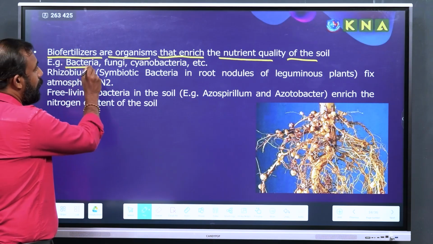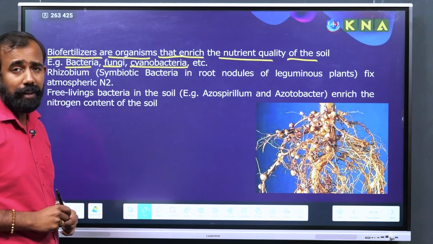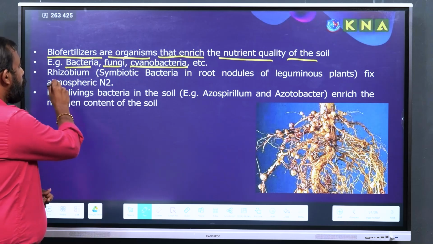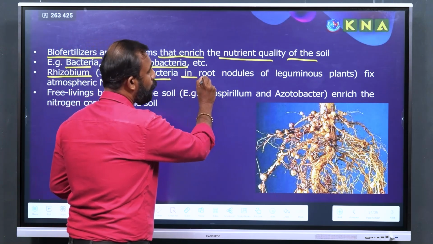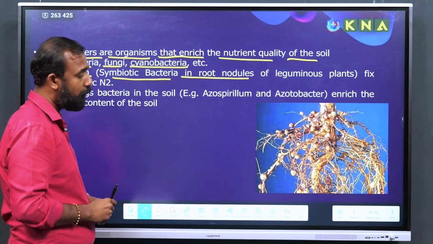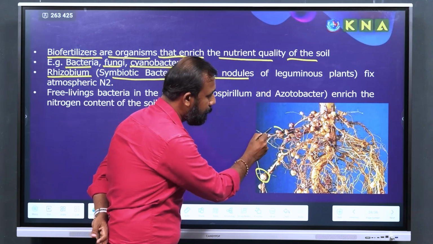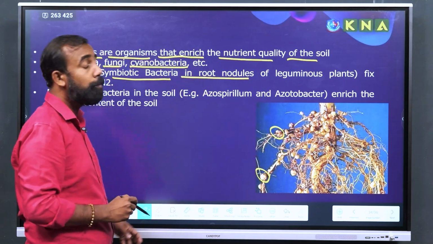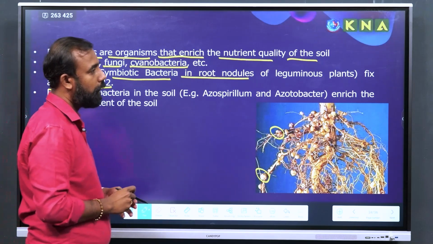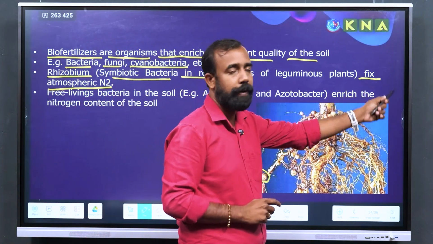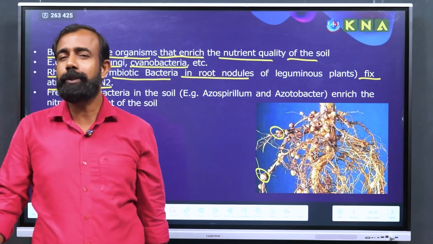Examples are bacteria, fungi, cyanobacteria. So all these are examples of biofertilizers. You know the rhizobium. Rhizobium is a symbiotic bacteria in the root nodules of leguminous plants. You can see the root nodules. The root nodules of leguminous plants contain a symbiotic bacteria called rhizobium. Rhizobium fixes atmospheric nitrogen.